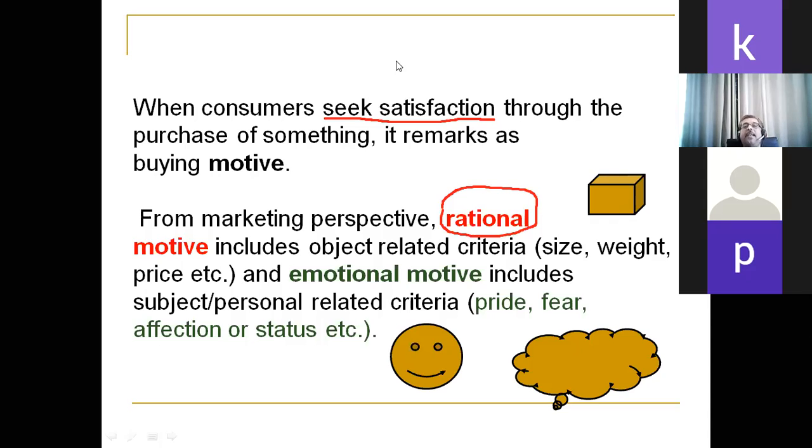And many times you would have seen this in the movies. So this is known as buying for affection, buying for making somebody else happy. Some people buy for pride. I wear a diamond necklace. Pride.